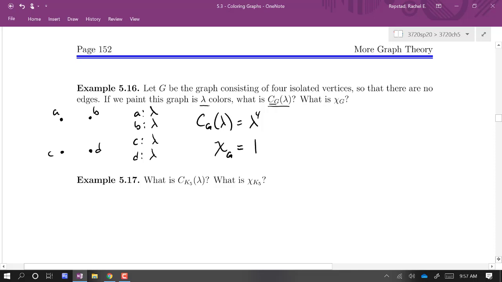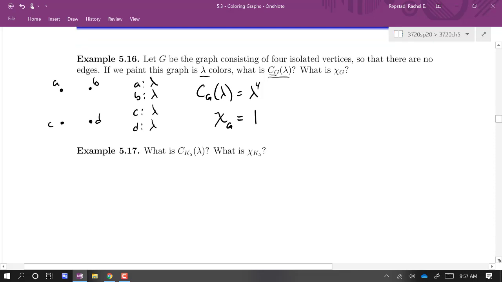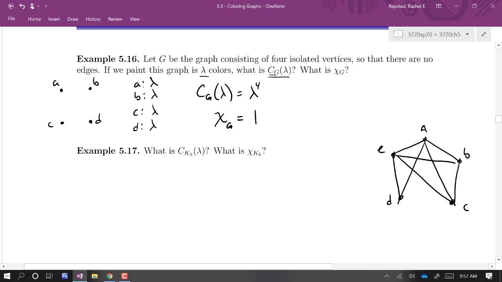Now let's look at the other extreme. What if all possible edges are drawn? So let's consider the complete graph with 5 vertices. We could draw it if we want, just to remind ourselves what it looks like. But I have 5 vertices. Even if we aren't looking at it, we could figure out what the chromatic polynomial is, because every vertex is connected to every other vertex. That means once I use a color, I cannot use it again for any other vertex.